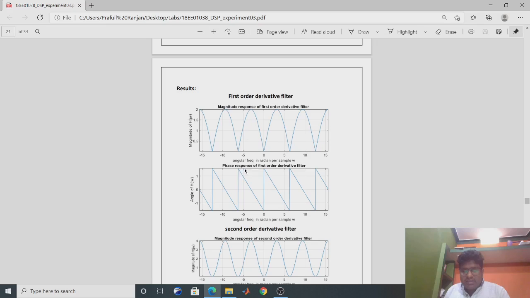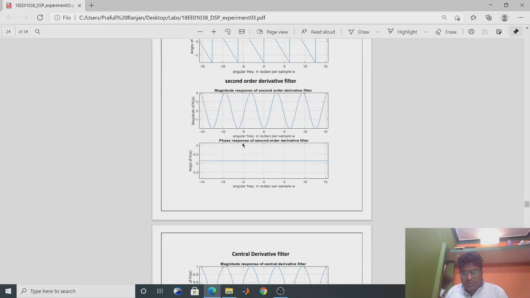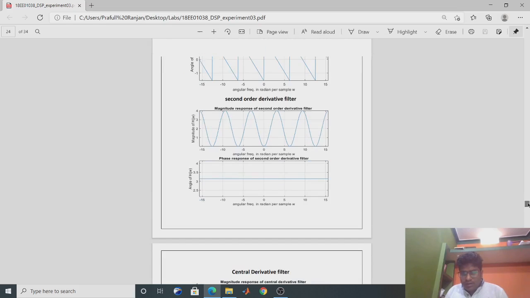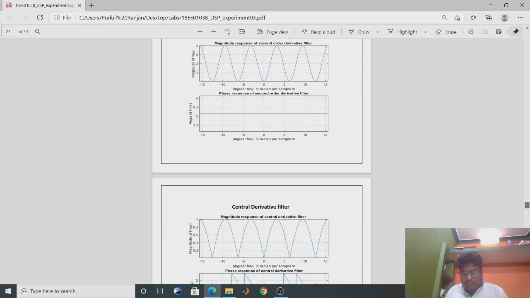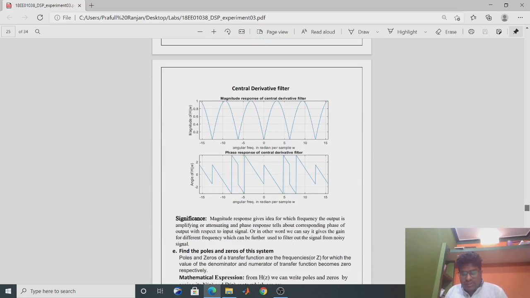So we can see this is coming like high frequencies. For frequency at 0 it is giving 0, and as we are increasing it is giving high values. After that it is repeating. So these are the magnitude responses for first order. This is for second order, where in this one we can see that the angle is coming pi, and this is for central derivative.